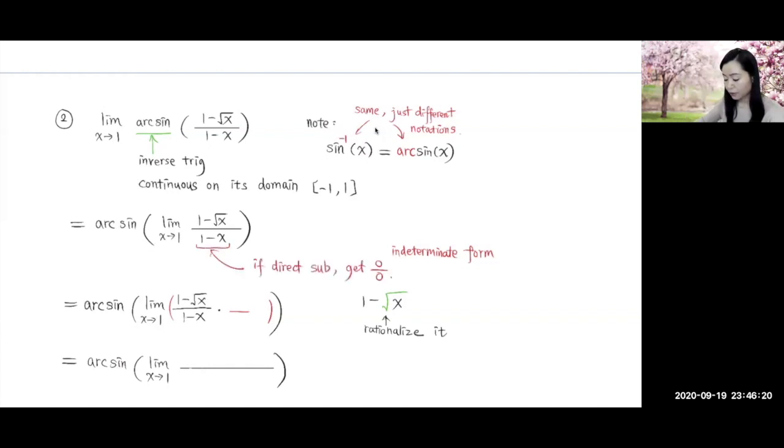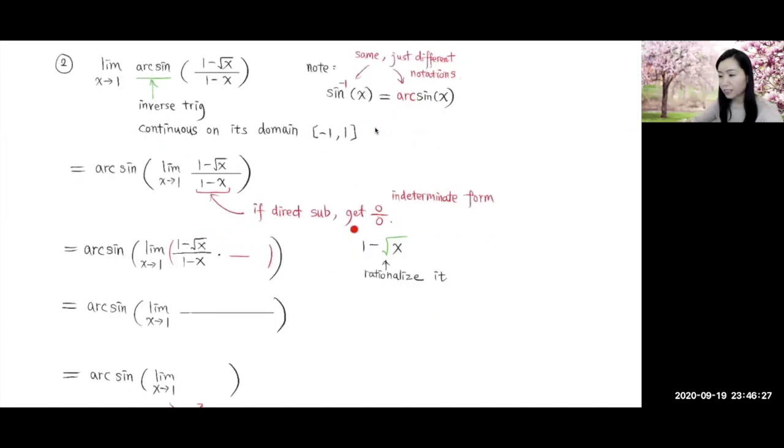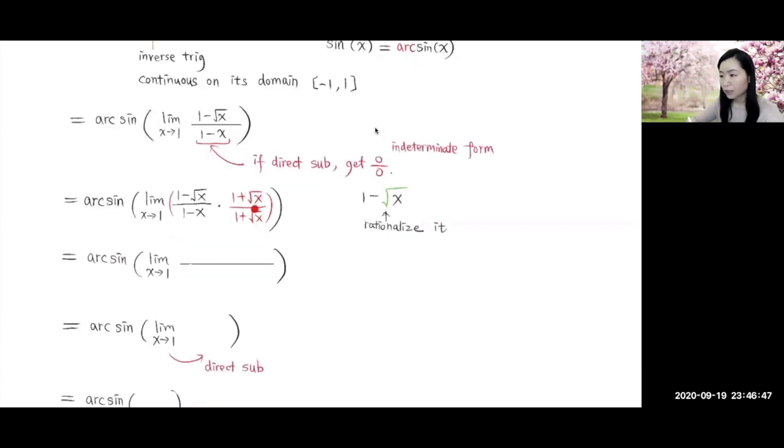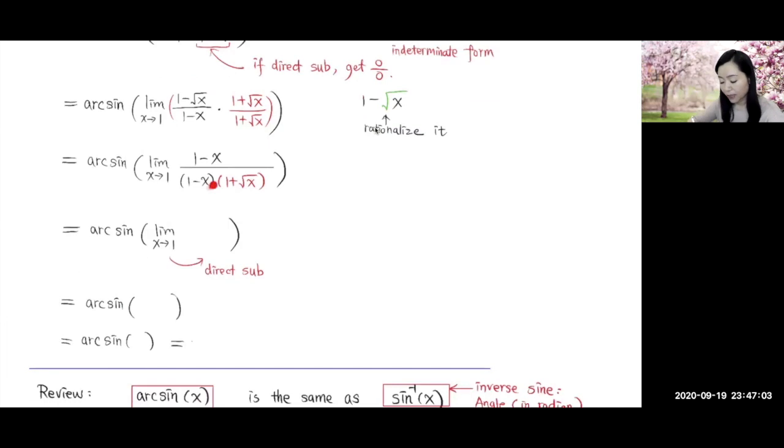When we do a direct substitution over here, we actually get 0 over 0, which is an indeterminate form. So we would like to rationalize this numerator, to get rid of this square root. We do that by multiplying by the conjugate, 1 plus square root of x, up and down. That way, we're going to end up with 1 minus x in the numerator and this in the denominator. The 1 minus x here is going to cancel, and that is going to give us this expression.